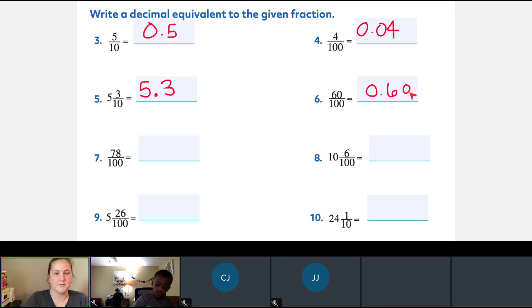Or if you don't want to write that extra 0, you could just write 0.6. All right, number 7, we're in the hundreds again. So we have no whole number, so that's a 0. And then 78 here, because it goes all the way to the hundreds, tens, hundreds.